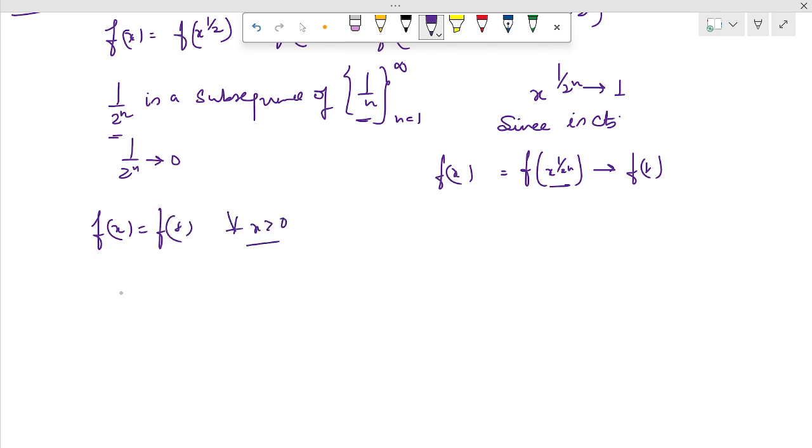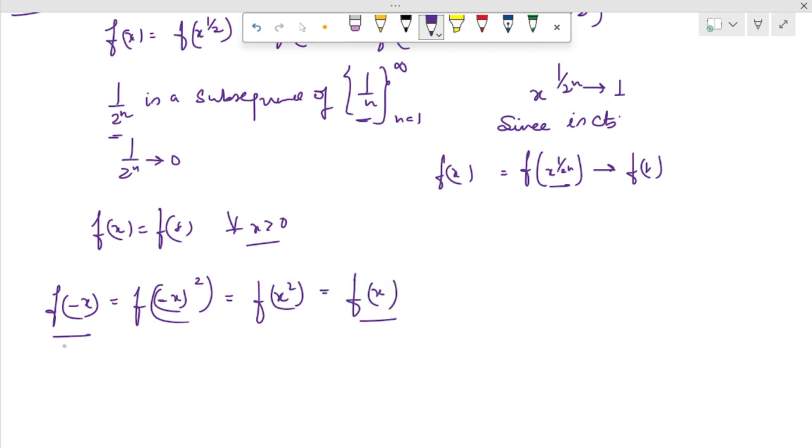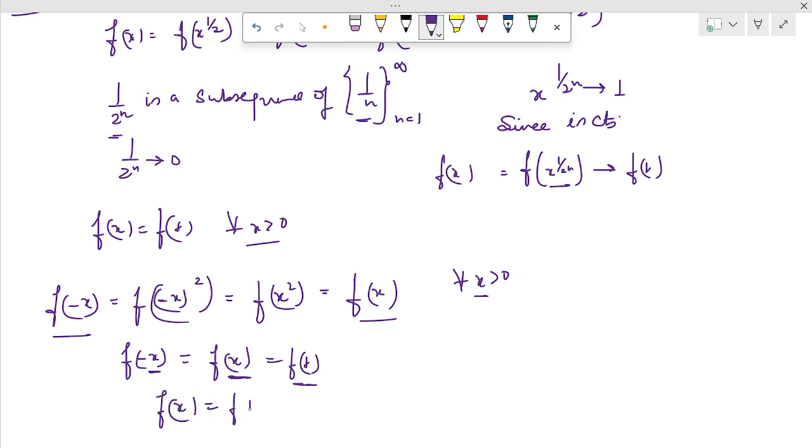This is one thing. Okay, now what about x less than 0? So we know that whether you write f(x) or f(-x), f(-x) will be equal to f((-x)²), which is certainly equal to f(x²), and f(x²) is again f(x). So whether you write f(x) or f(-x), they are one and the same thing. So since f(x) is equal to f(1), it implies that for all x greater than 0, f(-x) will be equal to f(x), which is equal to f(1). So f(x) is equal to f(1) for all x greater than 0 and for all x less than 0.